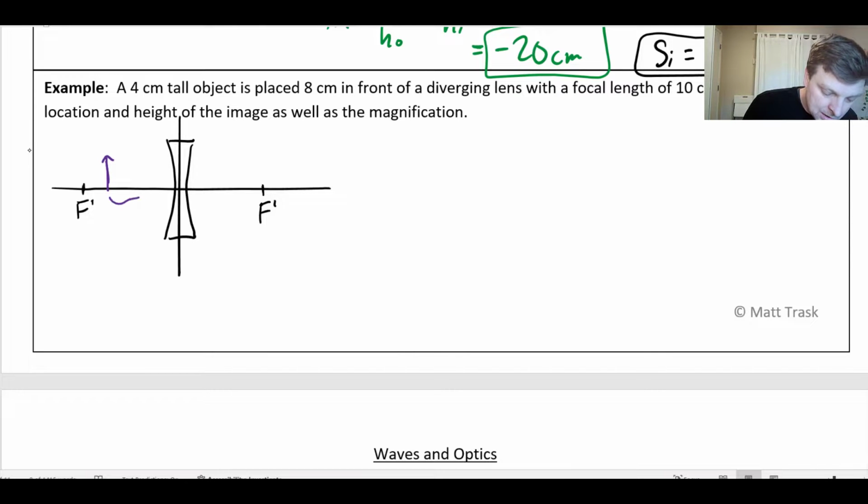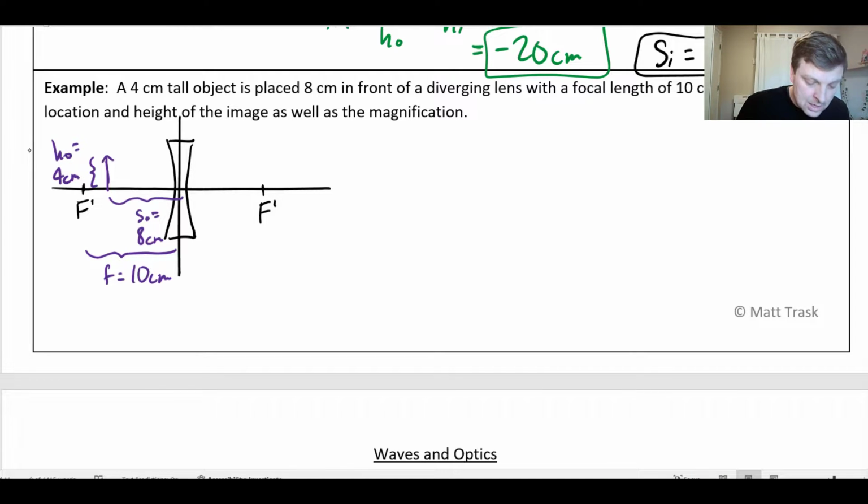Okay, so there's my object distance, 8 centimeters. And then the height, you can see there that object height is 4 centimeters. And my focal length, I said, was 10 centimeters. Except it's not 10 centimeters, is it? No, it's not, because this is a diverging lens. So my focal length is negative 10 centimeters because it's diverging.